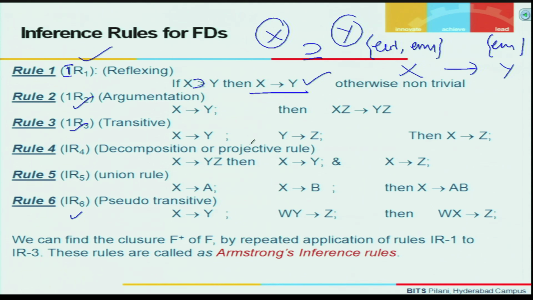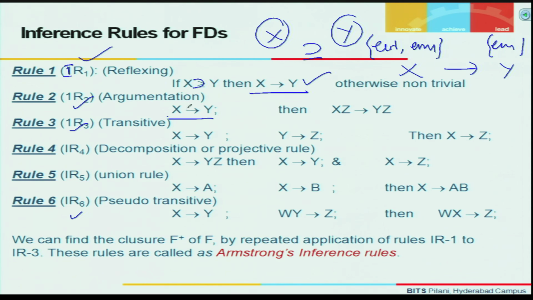That means if you have two sets x and y where x is a superset of y, then you can write that x determines y. The second inference rule IR2 is known as the augmentation rule. If you have a functional dependency x determines y, and then if you have a functional determinant, then we can augment the x component and y component with the same attribute, and it gives a new functional dependency which is a valid functional dependency.